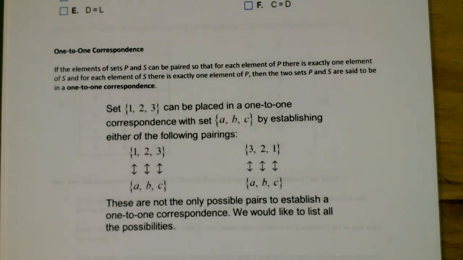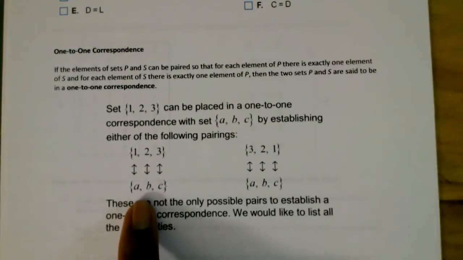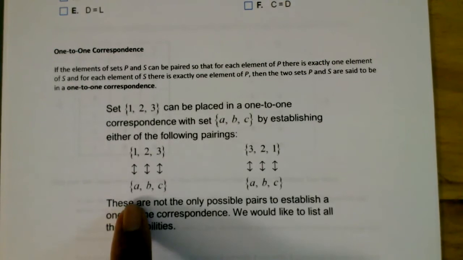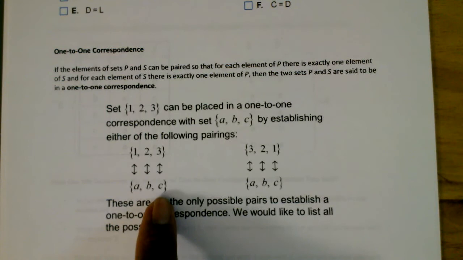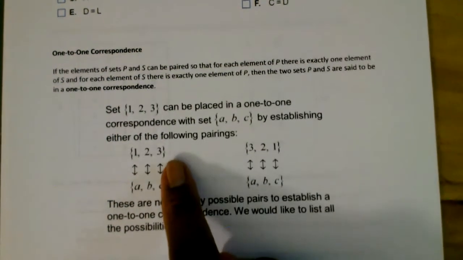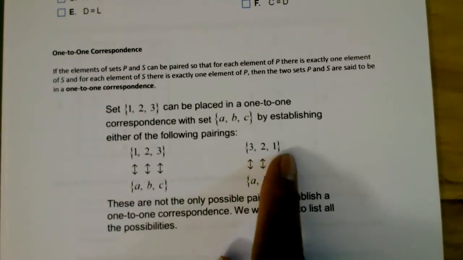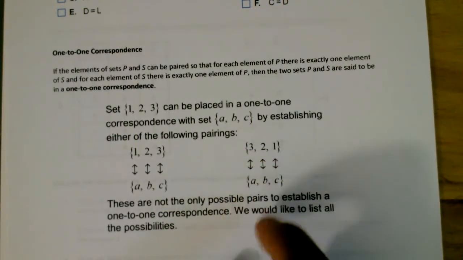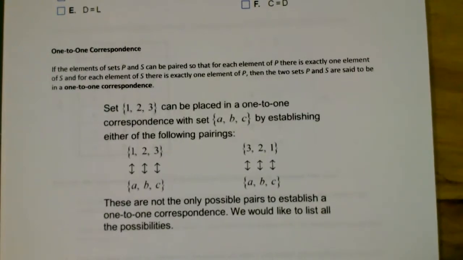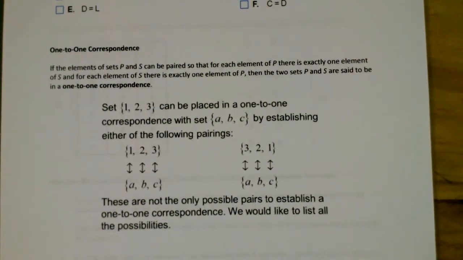So in this case here, sets 1, 2, and 3 can be placed in a one-to-one correspondence with set A, B, and C by establishing either of the following pairings, like this one. I can pair the 1 with the A, the 2 with the B, and 3 with C. And if I wrote these set of numbers as 3, 2, and 1, that means 3 can be paired with A, 2 can be paired with B, and 1 can be paired with C. So you would have a one-to-one correspondence.